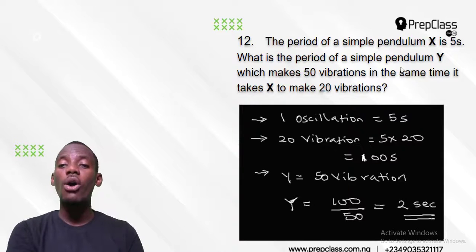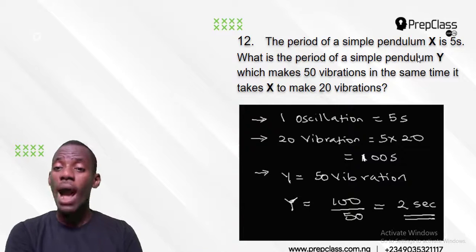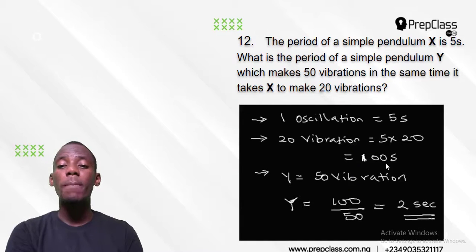So Y also uses the same time. That means this 100 seconds also applies to Y. So the time for Y to complete its own vibrations is also 100 seconds because they are sharing the same time. So for X, we said one vibration or one oscillation, according to this question, is 5 seconds.